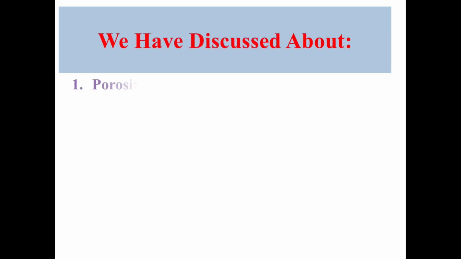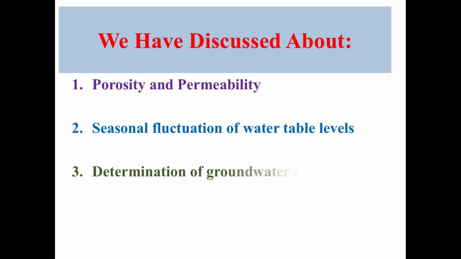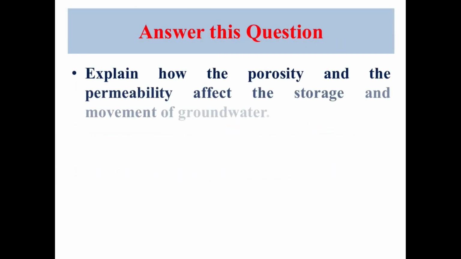What we have discussed is porosity and permeability, then we discussed seasonal fluctuations of water table level, and then at last we saw how to determine groundwater flow direction. Now I want to keep one question for you: I want you to explain how porosity and permeability affect storage and movement of groundwater.